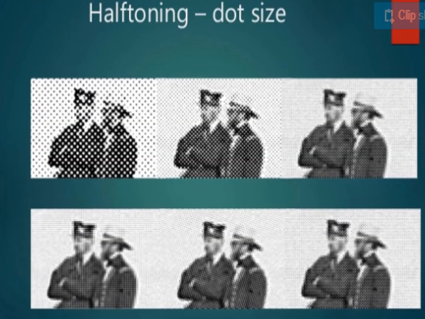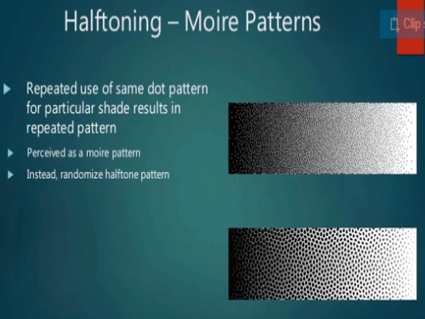Another example: Moire patterns. Repeated use of the same dot pattern for a particular shade results in repeated patterns perceived as a Moire pattern. Instead, a randomized halftone pattern can be used.